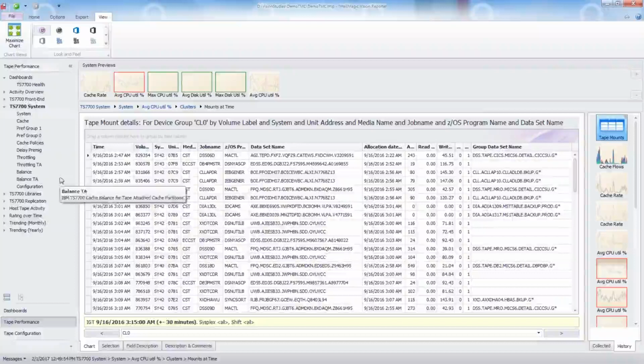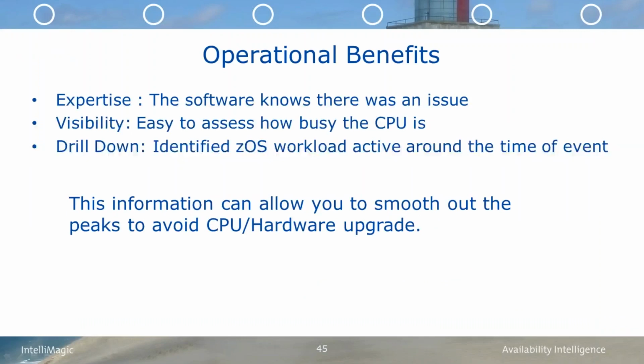Let me come out of this and come back to the presentation. So, operational benefits of being able to go from the physical to the logical. Certainly we're showing you expertise. The software knows that there was an issue. It's highlighting and providing you ratings concerning the thresholds being exceeded in a variety of different dashboards.